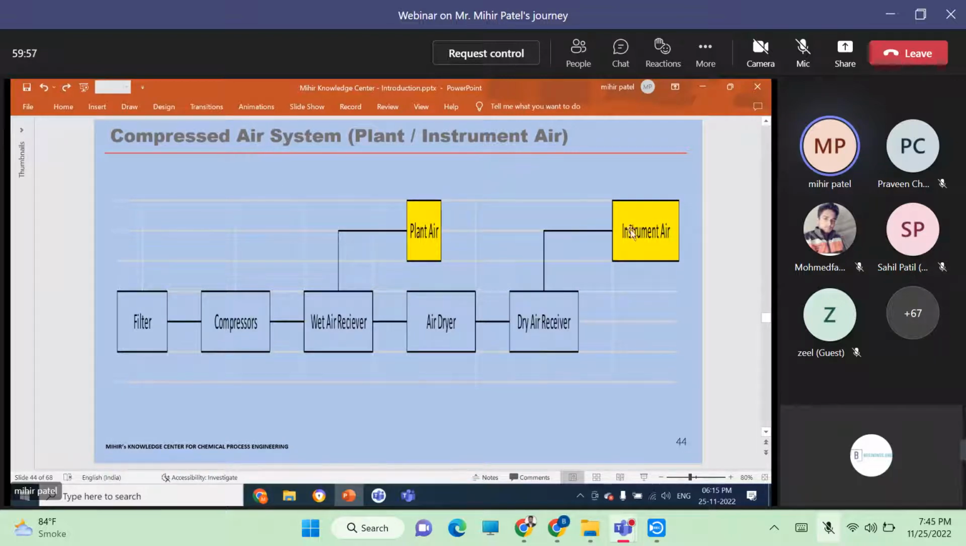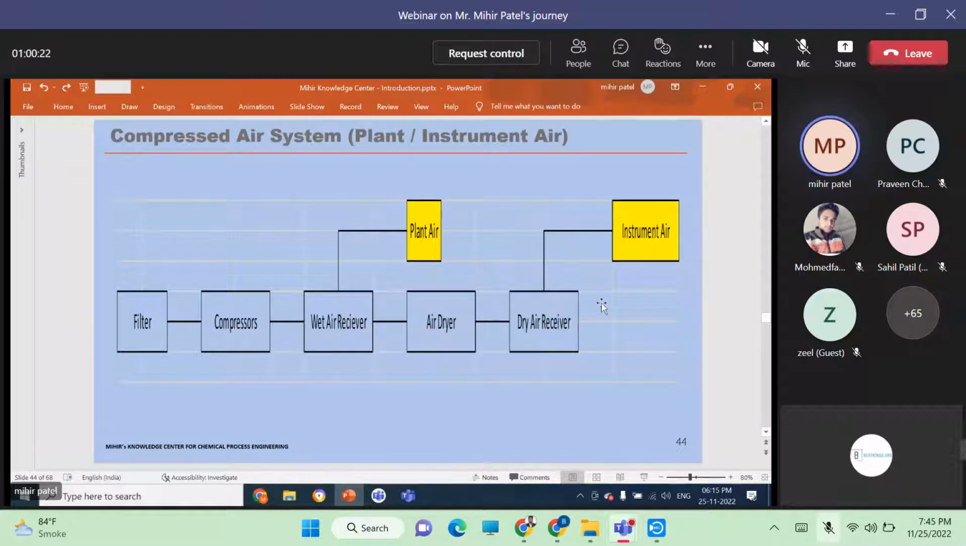So these are the equipments used here: filters, compressors, wet air receiver, also called plant air receiver, from where plant air is taken. Plant air is wet air basically, okay? It is used for cleaning purposes in utility stations. Then you have the air dryer. Air dryer can be of many types. There are about 6 types of air dryers, depending on the capacity and the outlet dryness of the air required.